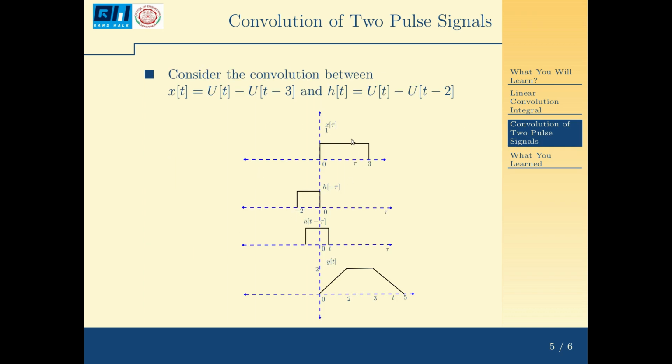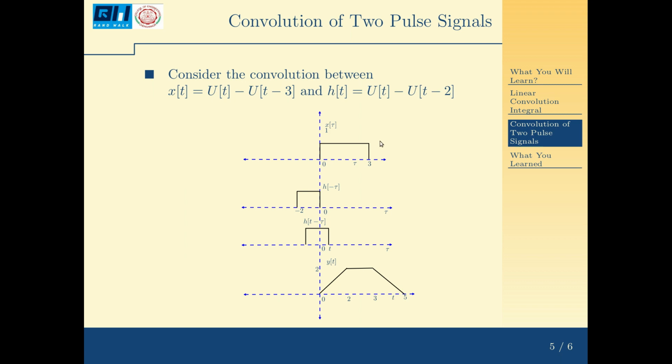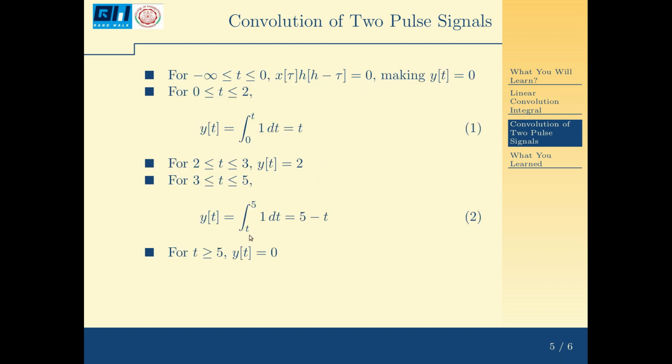Beyond 3, as this moves, this pulse goes out of the other pulse. So the overlapping region gets reduced. So naturally the convolution has to come down. From 3 to 5, because this has a width of 3 and this has a width of 2, only at 3 plus 2 equal to 5 does the output become 0. So from 3 to 5, the integral is from t to 5 of 1 dt.